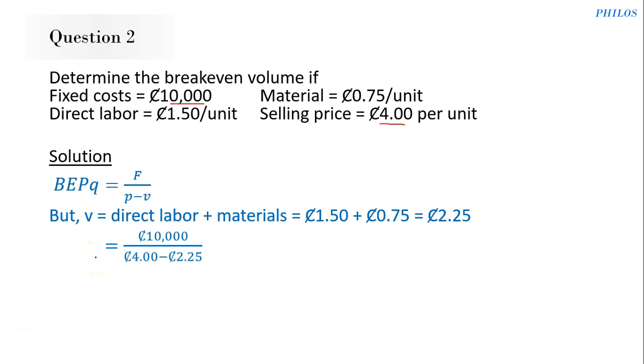We can now substitute them into the formula. So when we substitute, we have the 10,000, which is the fees cost, divided by the price per unit, which is 4, minus the variable cost that we've gotten here, 2.25. So 4 minus 2.25 should give you 1.75, isn't it? That will give you 10,000 divided by 1.75. Take your calculator and enter 10,000 divided by 1.75. You will get 5,714 units. So this is the answer to this also.